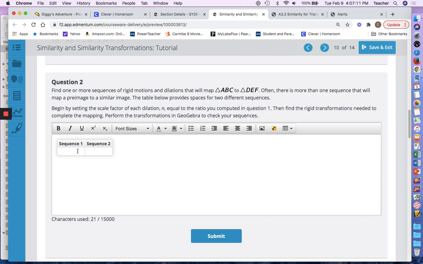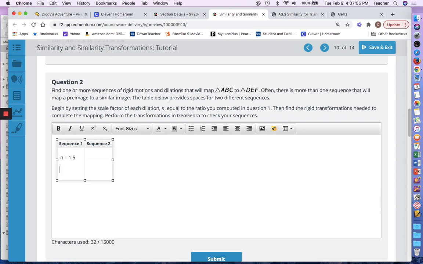Question number 2. Find one or more sequences of rigid motions and dilations that will map ABC to DEF. Often there is more than one sequence that will map a preimage to a similar image. The table below provides spaces for 2 different sequences. Begin by setting the scale factor of each dilation n equal to the ratio you computed in question 1. All right, so that means they want us to dilate it first as a 1.5. Then find the rigid transformations needed to complete the mapping. Perform the transformation in GeoGebra.